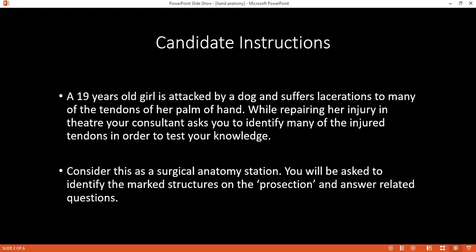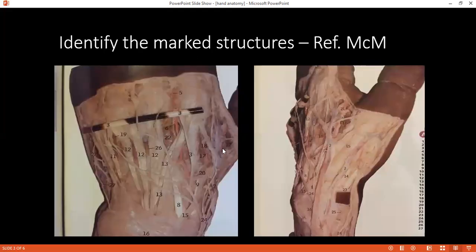Okay, so if you have read and understood, considering it a surgical anatomy station, kindly tell me what you are looking at first to begin with. I'm looking at the diagram of a hand. The extensor compartments, the dorsum of the hand on the very left. Then on the right, still the dorsum of the hand, showing the anatomical snuff box.